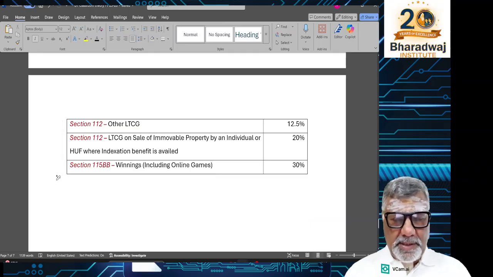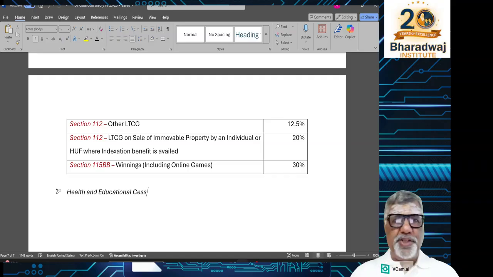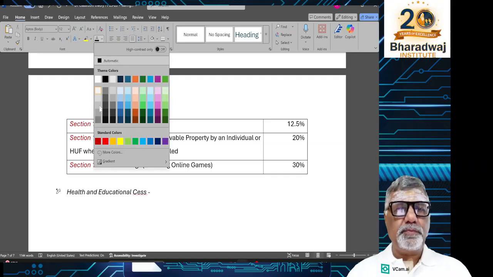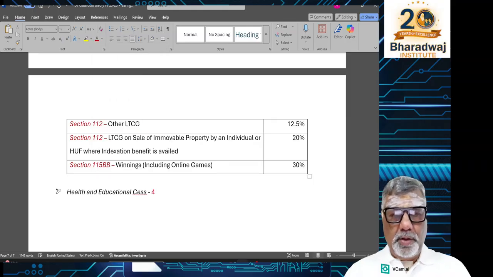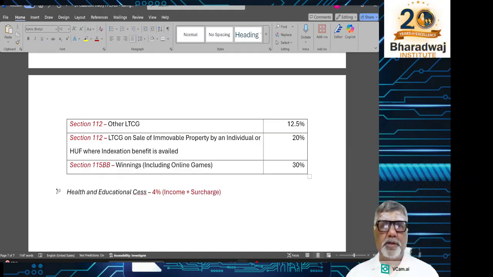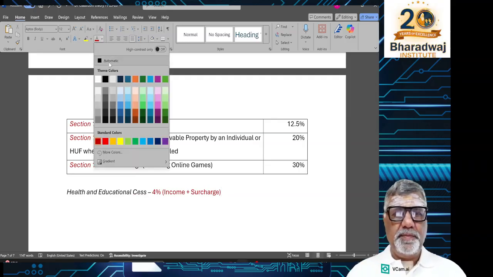And then comes the last part, health and educational cess: 4% on income plus surcharge.